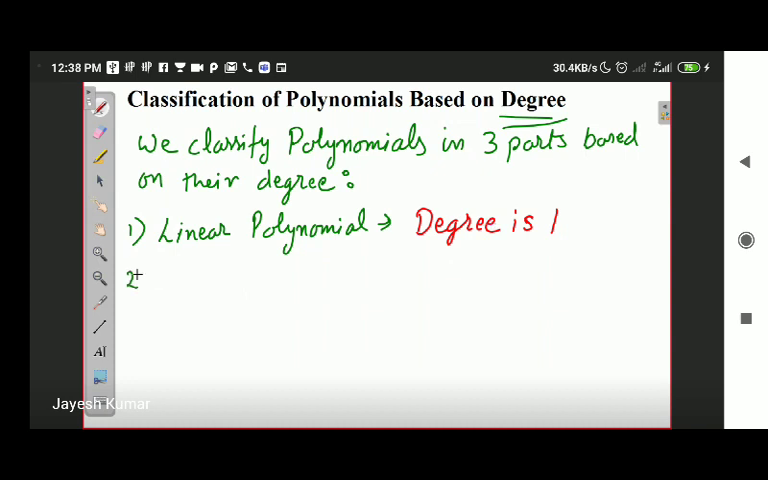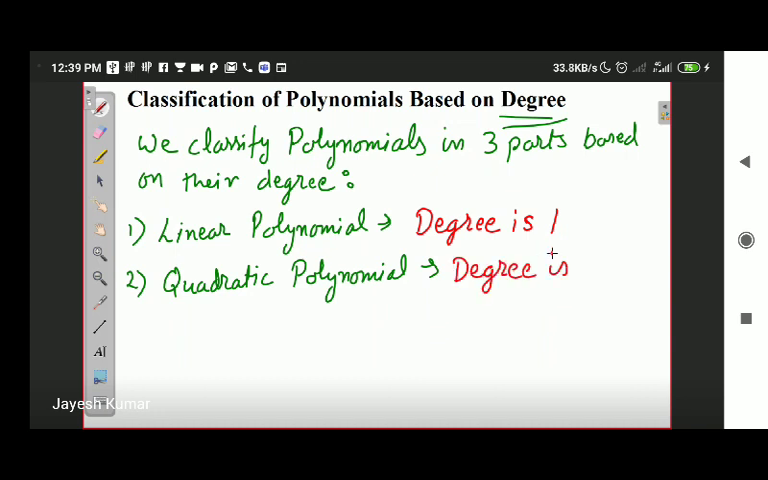Next is quadratic polynomial. When the highest power of any given variable or a pair of variables or a term is 2, then it is called the quadratic polynomial. Or we can say when the degree of a polynomial is 2, then it will be called a quadratic polynomial. Degree is 2.